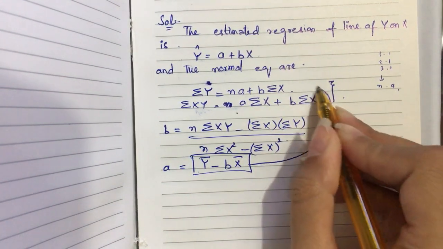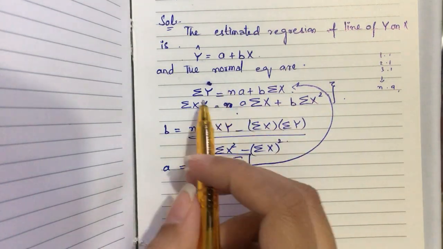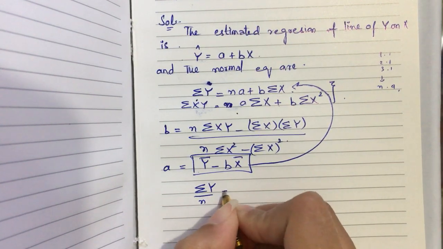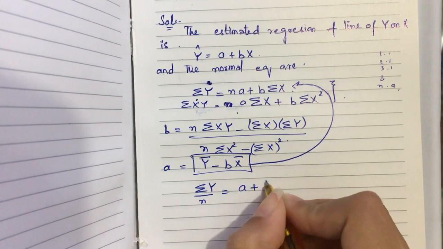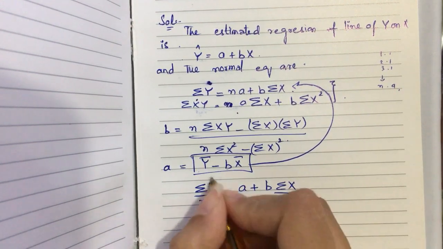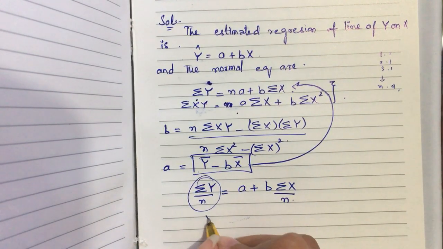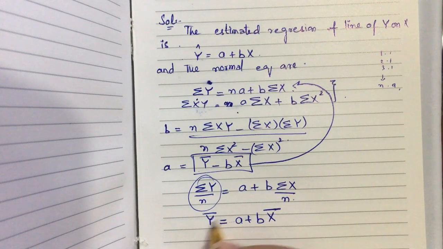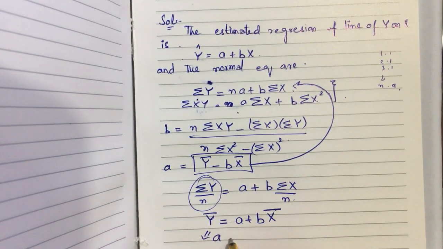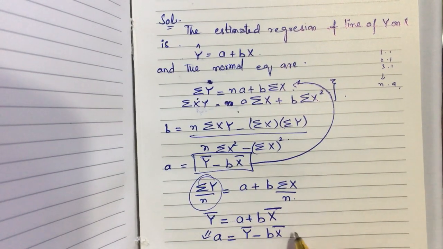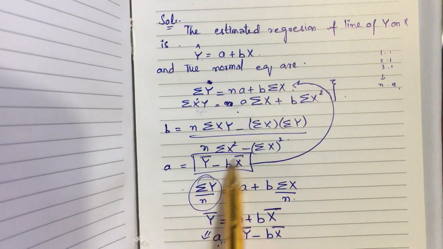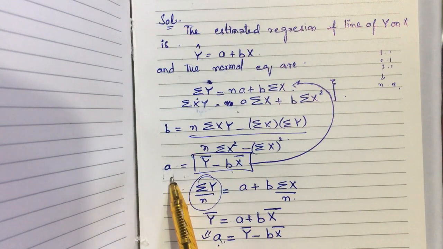If I convert this equation into this form, dividing both sides by n, that is summation y over n equals a plus b into summation x over n. So this is the formula for the mean. That means y bar equals a plus b x bar, and generally I can write a equals y bar minus b x bar. So I got from this equation the value of a. So these are the values of a and b which we have to find.